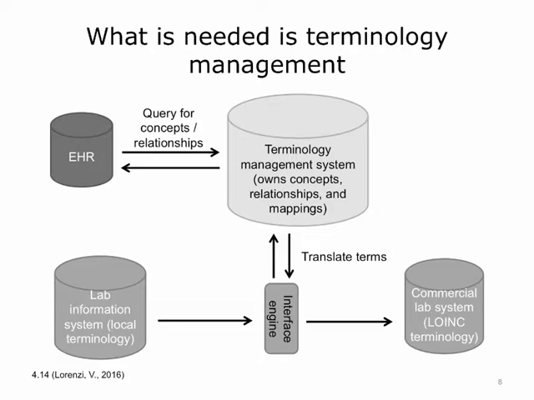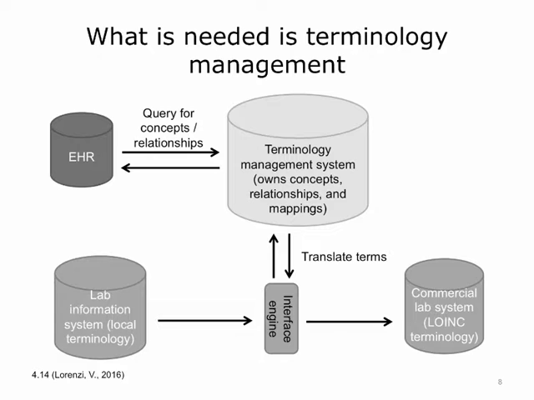In this picture, you see a terminology server being queried by the EHR for concepts and relationships. You also see the laboratory system using local terminology for its tests, but the interface engine is querying the terminology server to find the LOINC codes that are needed when a lab test is sent to a commercial lab, because that lab requires LOINC codes. The interface engine calls out to the terminology server to provide the LOINC mapping.